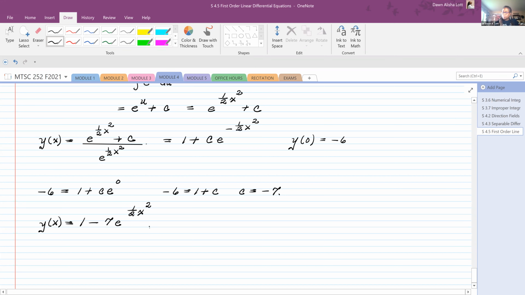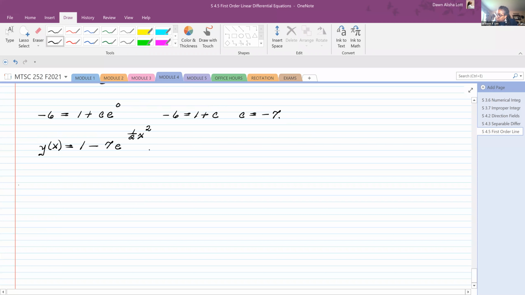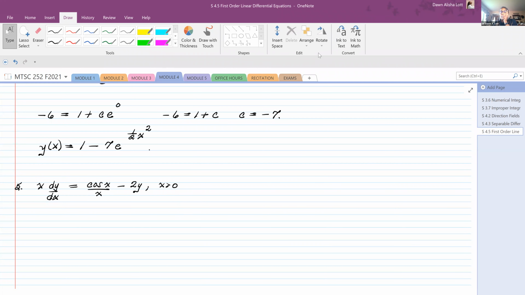Let's see. x dy dx equals cosine of x over x minus 2y. x is greater than 0.